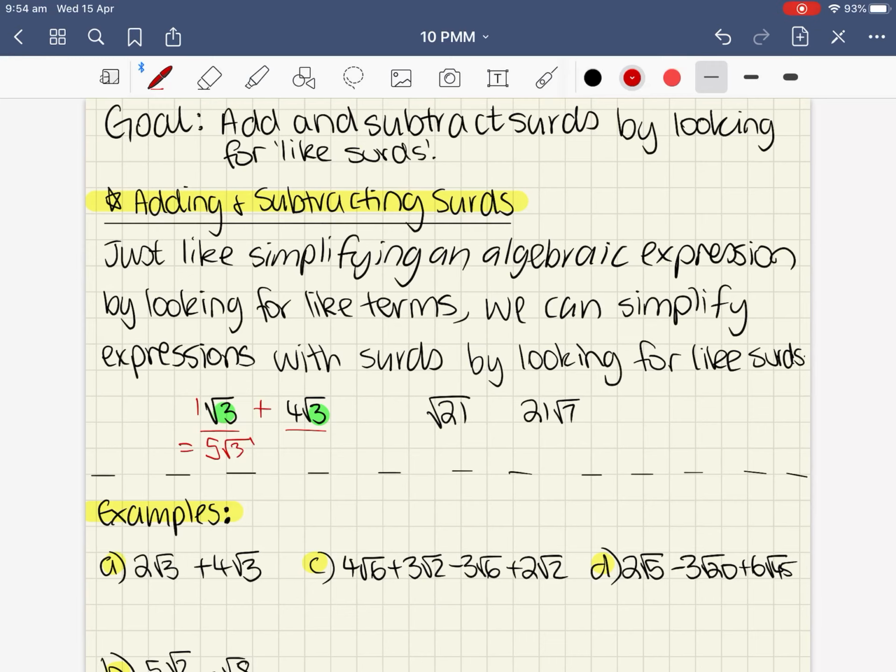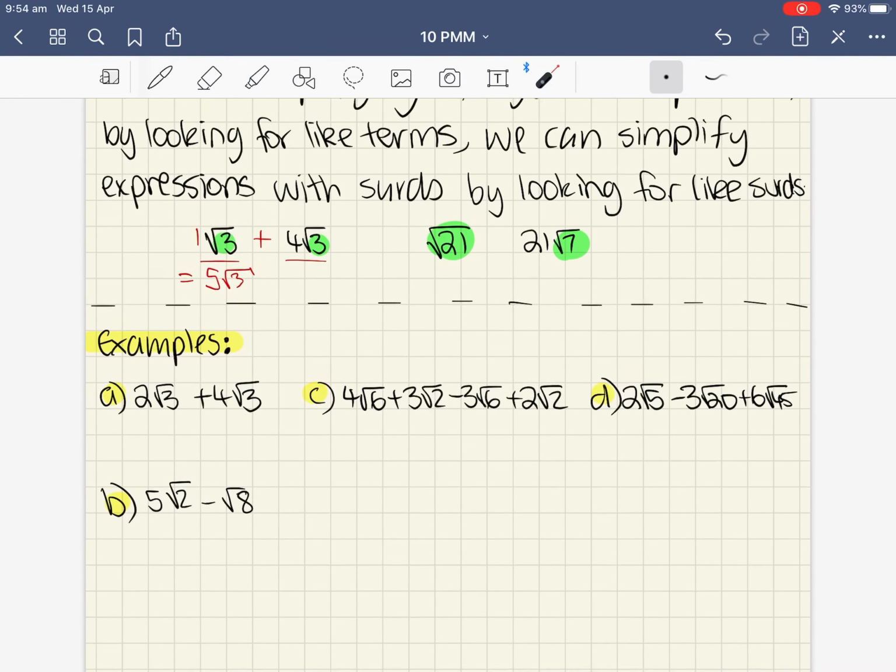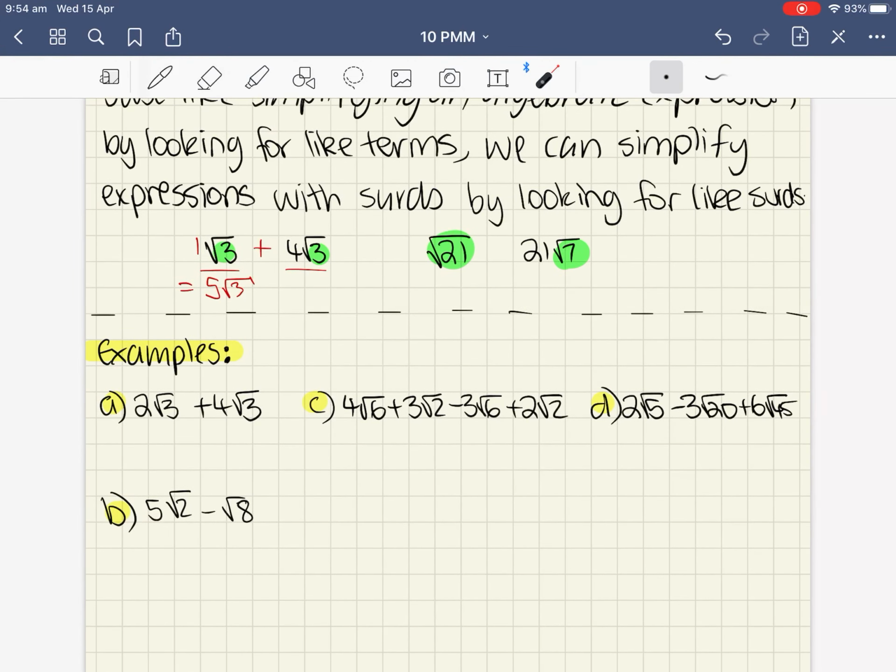But if we have a look over here at the ones on the right hand side, we have root 21 there. Okay, that does not simplify down any further. And we have 21 root 7. We cannot do anything to simplify those because they're not like surds. The number underneath the surd symbol is different. So, let's get started with some examples. If you would like to, feel free to pause this video and have a go yourself.